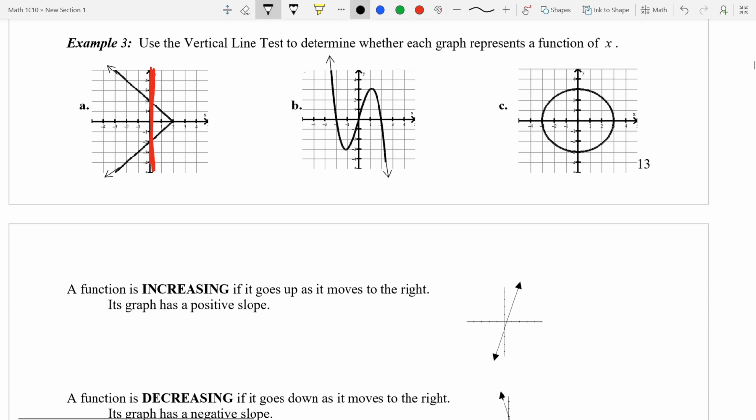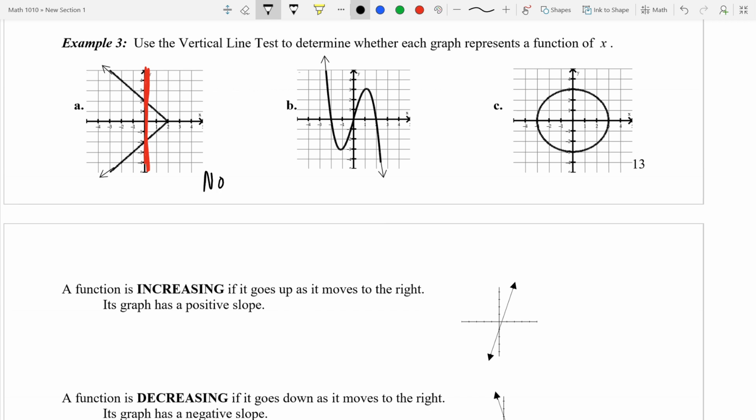Everybody in the room, tell me, is that a function? No. The answer is no. Why is the answer no? Because it hits it twice. You're done. Literally, that's all you have to do on the homework and quiz and everything like that. But I want to give you an explanation, so we're going to write more.